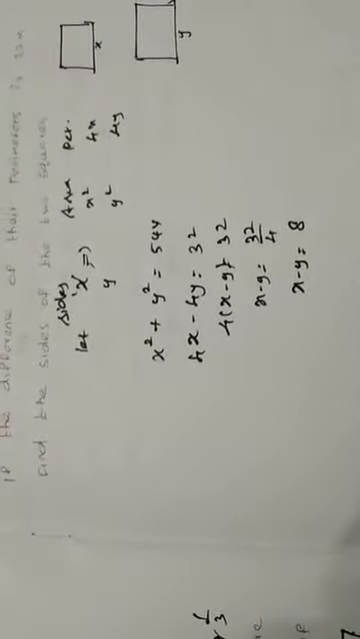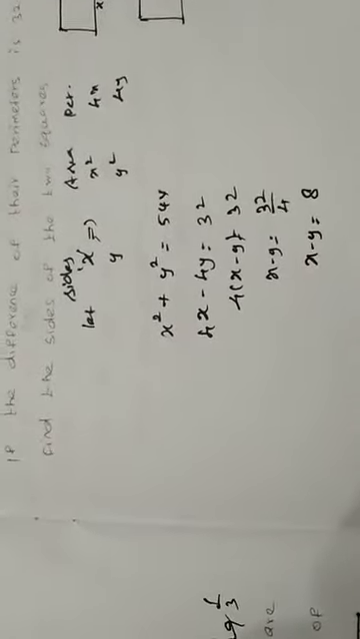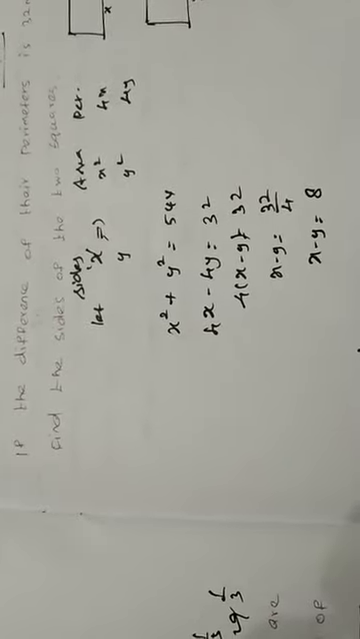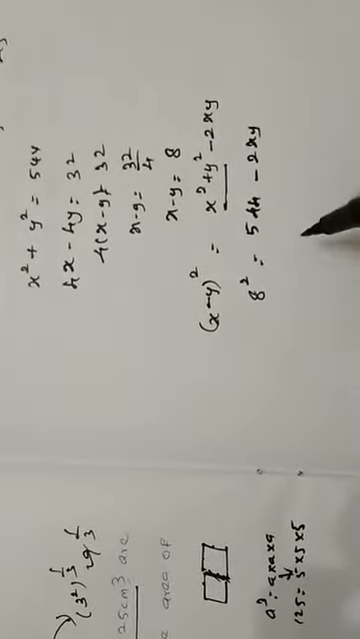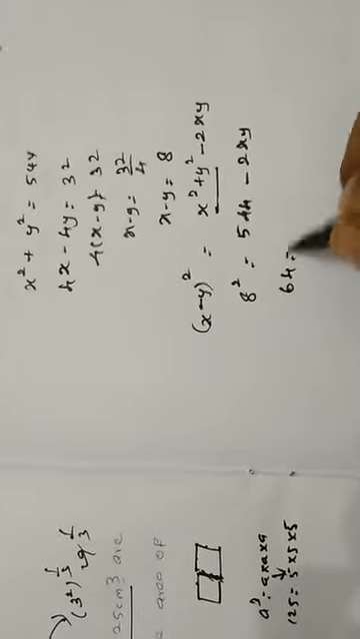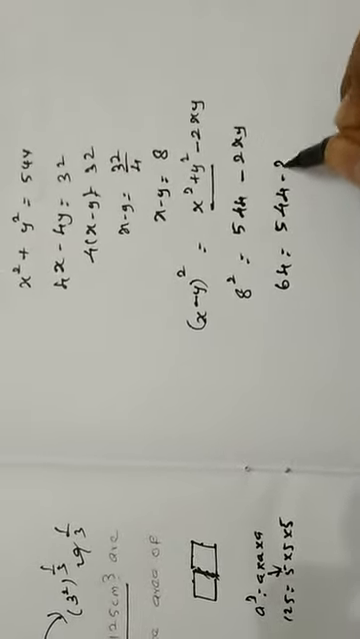Now we need to find their sides. That means we need to find the side values. Instead of substituting directly into an equation, we use the identity: x minus y the whole square equals x squared plus y squared minus 2xy. So x minus y whole square is 8 squared, then x squared plus y squared is 544, then minus 2xy. That is 64 equals 544 minus 2xy.